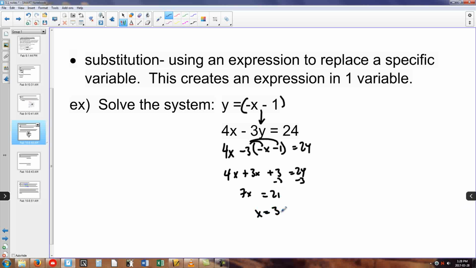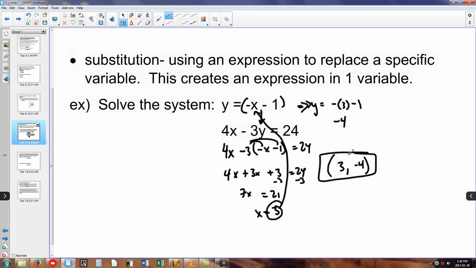Now I need the y value. Well, in order to get the y value, all I have to do is take the x and plug it back into my substitution equation. So in this case, y is equal to negative x, which is 3, minus 1. Well, -3 minus 1 is -4. So the answer is 3, -4.